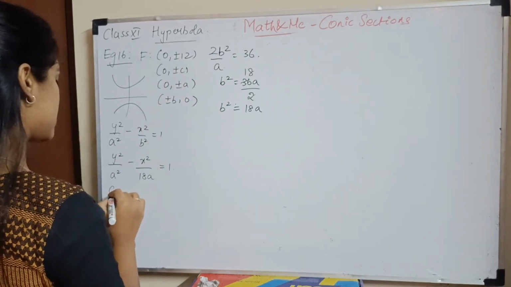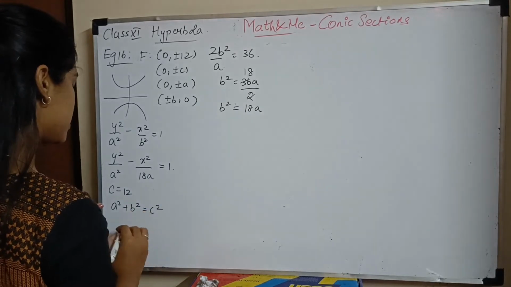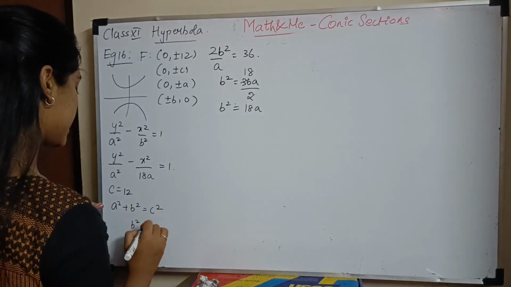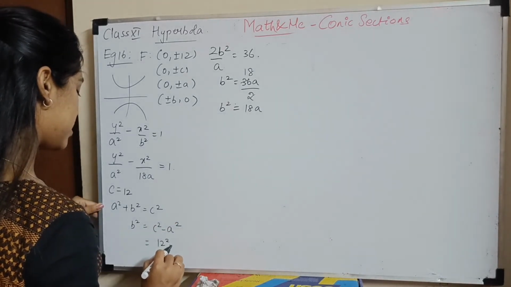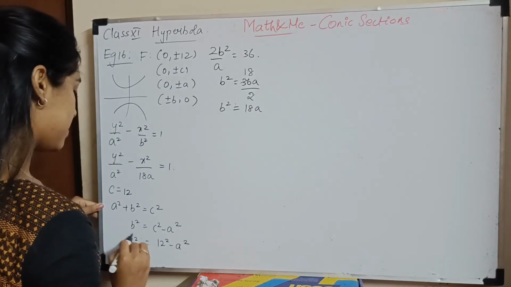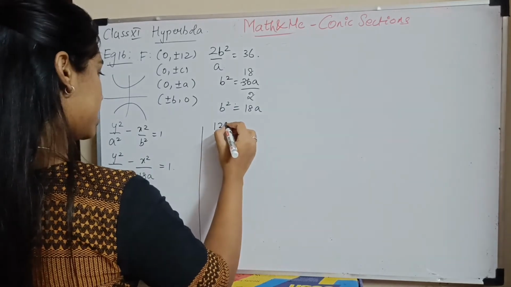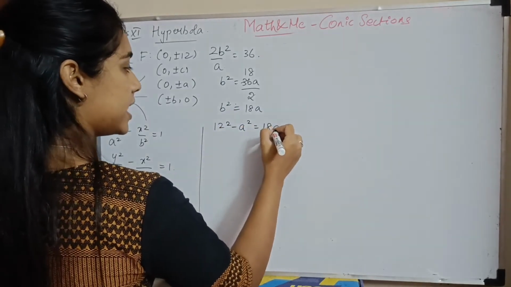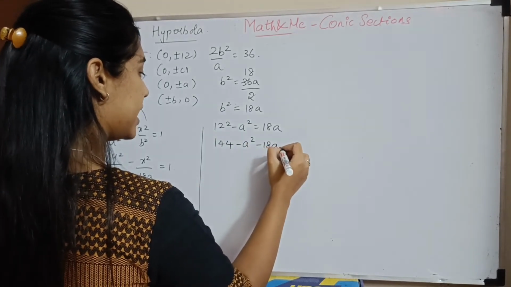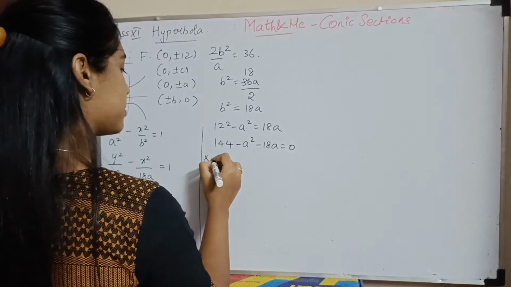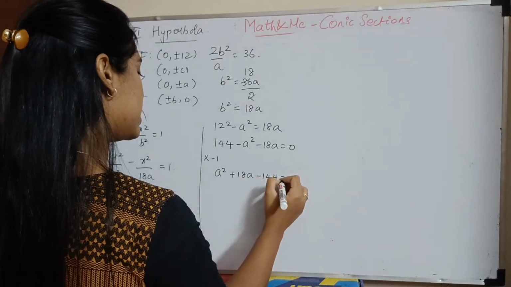I know the value of c. So c equals 12. a square plus b square equals c square. What is the value of b square? b square is nothing but c square minus a square, which is 12 square minus a square. So this is my b square. Correct? What do I have when I equate this and this? I have 12 square minus a square equals 18a. So it's 144 minus a square minus 18a equals 0. Multiplying the whole equation by minus 1, I have a square plus 18a minus 144 equals 0.